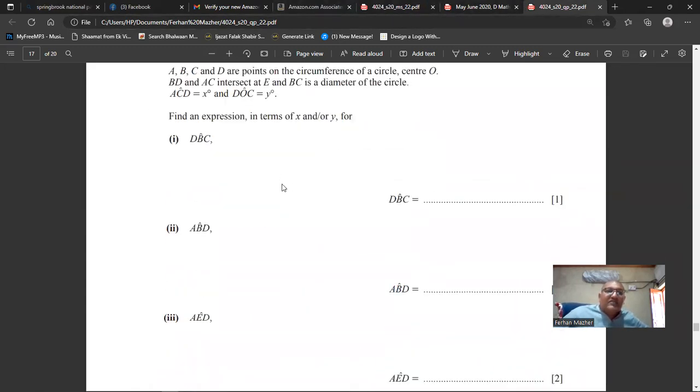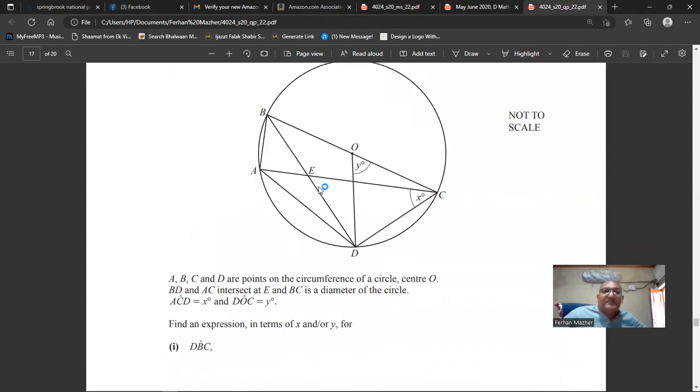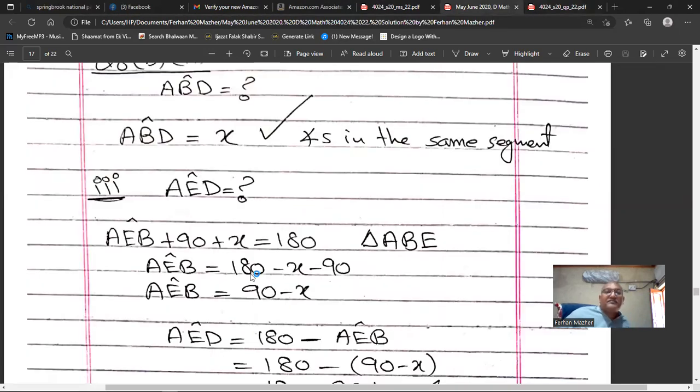Okay. The next question is AED. They want me to find out this angle. Okay. You know this angle is 90. I know this angle. That is how much? X. So I can find out this angle, and then I will be able to find out this angle AED. Very simple strategy.